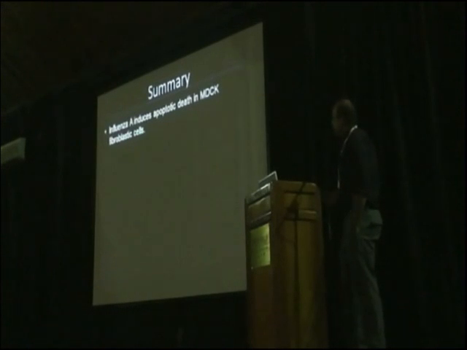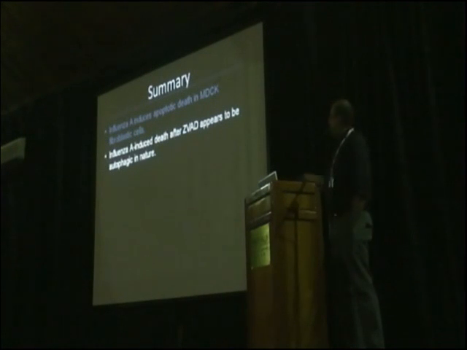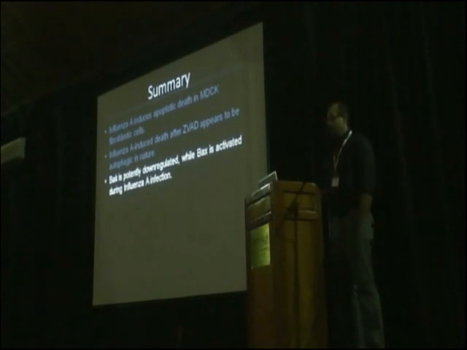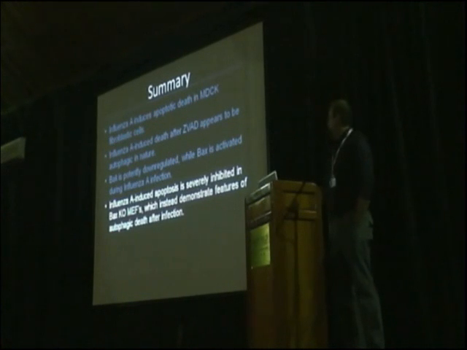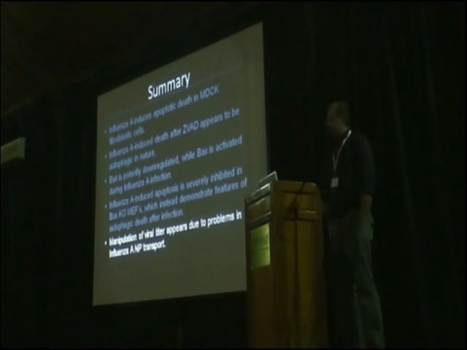So in summary, influenza A induces apoptotic death in our fibroblastic system. It also, after zVAD, this death appears to switch from apoptosis to autophagy in nature. Bak is potently downregulated while Bax is activated during flu infection. And this influenza A-induced apoptosis is severely inhibited in Bax knockouts, which instead demonstrate features of autophagy. And the last, the manipulation of viral titer appears due to problems in influenza A NP transport, resulting in immature or not fully assembled virions being released from these cells.